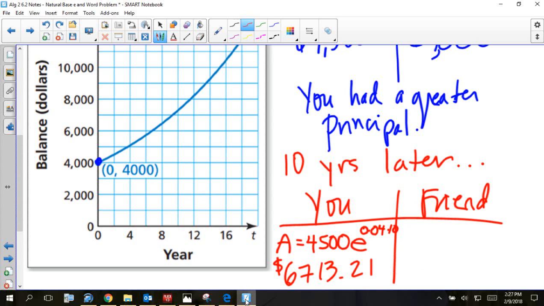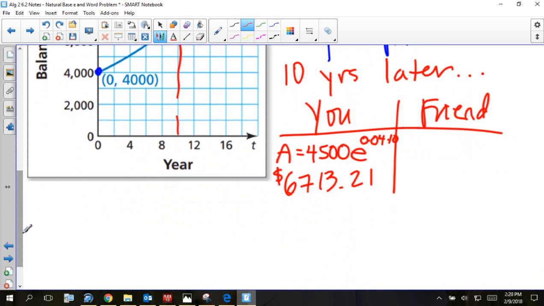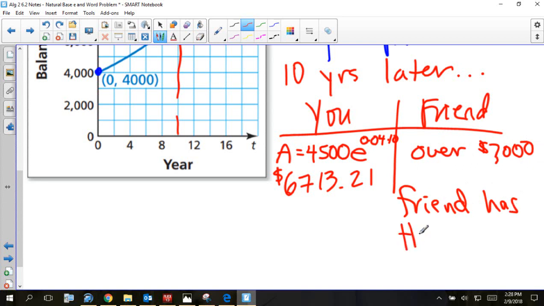All right, how do we find your friend for 10 years? Can we just look at the graph at 10 years? How much is that? Over $7,000. Who has more? Yeah, and that's all you really need to know, that they're over $7,000, which is already more than you. So friend has more after 10 years. That's the higher balance.